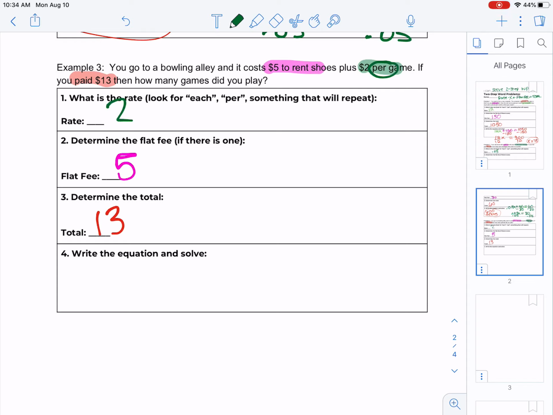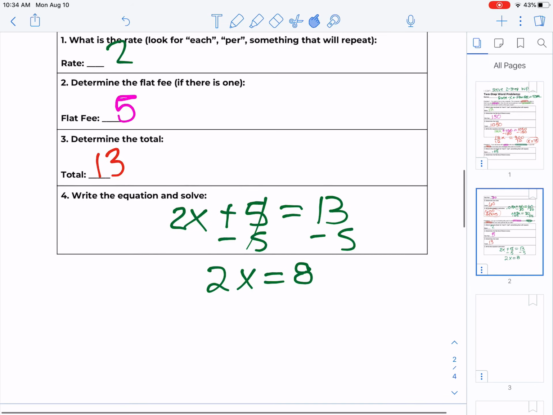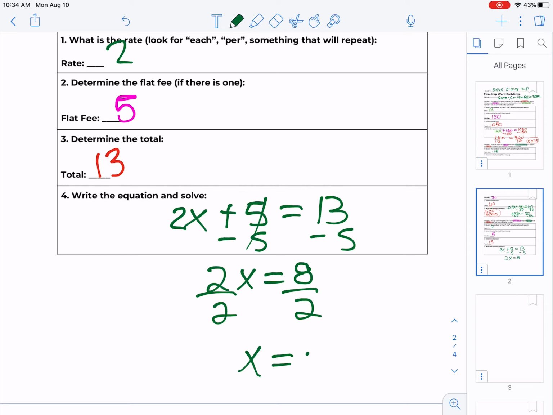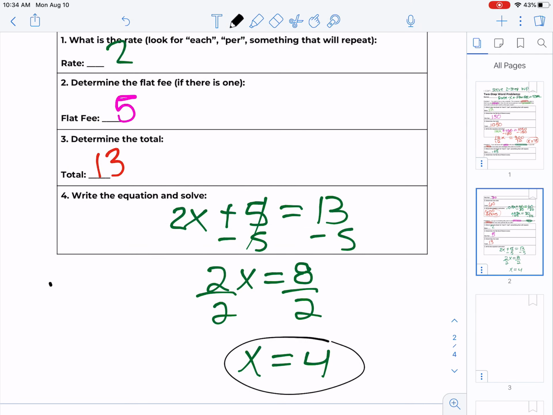So if we set up our equation, our rate always goes with the x. It would be 2x plus our flat fee of 5 equals our total of 13. To figure out how many games we played, we always get rid of addition or subtraction first. So we're going to subtract 5. That would be 2x equals 13 minus 5, which is 8. Last but not least, to get rid of a multiply by 2, we're going to divide by 2. That leaves us with x equals 4. So our final answer is 4, which would be 4 total games that we played.